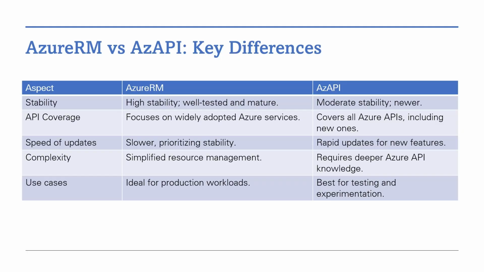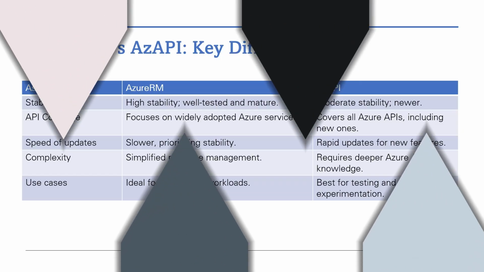Now, if we compare the AzureRM and AzAPI providers across key aspects like stability, speed of updates, and use cases, we can see the differences. As I said, the AzureRM one is mostly for your production environments. That's the one I would recommend. Whereas if you're looking at testing new features, if you're looking at experimenting, then the AzAPI one is more for you. And again, there are use cases for both of them, and you have to understand which one's the best use case for your environment.